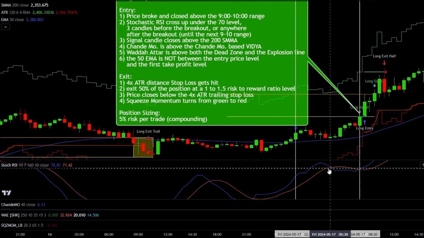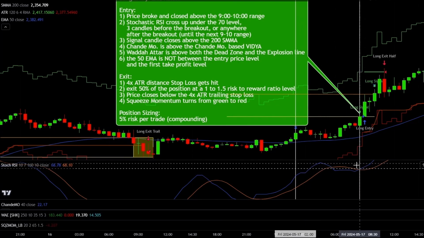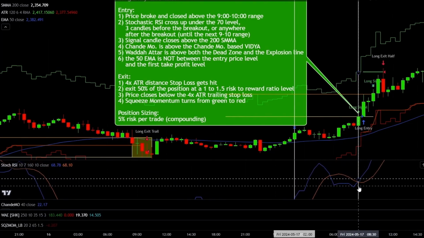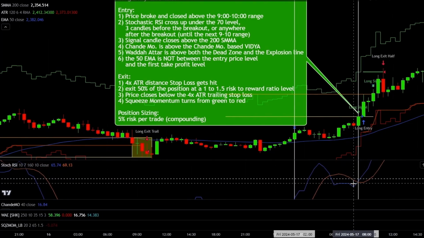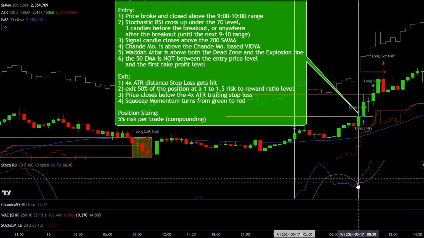As time goes on, we get a cross down, but we need a cross up, which occurs right here. And if I zoom in, we can clearly see that right before the cross up, both of the stochastic RSI lines were below the 70 level, which is this dotted line. So this is a valid stochastic cross up, which means we can move on to the third rule.